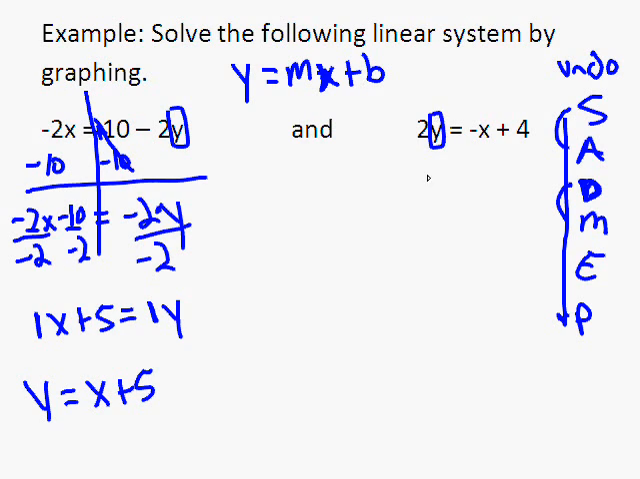The second equation is easier to get y by itself because all I have is a 2 times y, so I can get rid of the 2 on both sides by dividing both sides by 2, leaving me with, in the end, y equals a negative 1/2 x. Now the reason that's 1/2 is because the coefficient is 1 if it's not written. So negative 1/2 x plus 4 over 2 is 2.